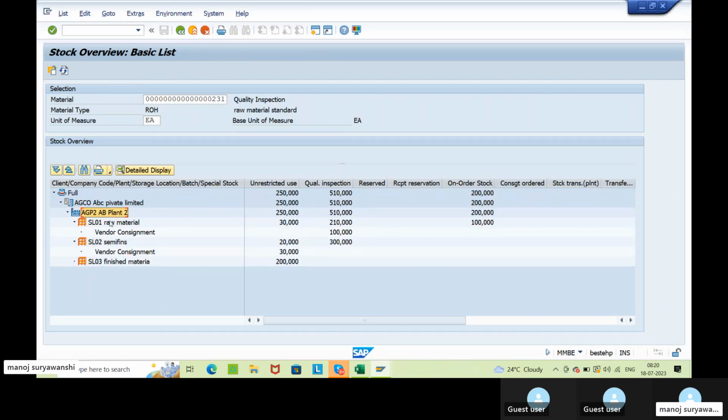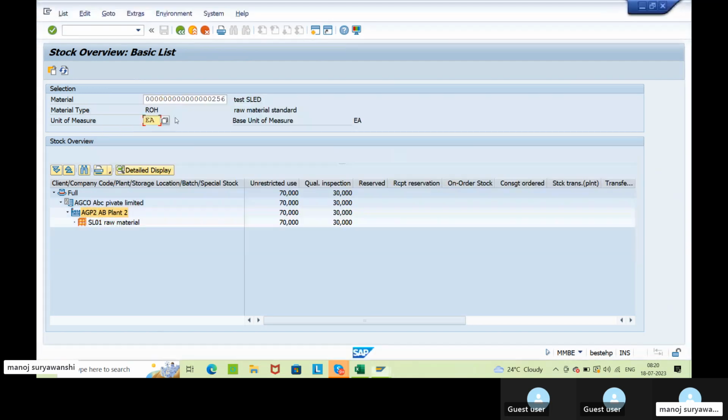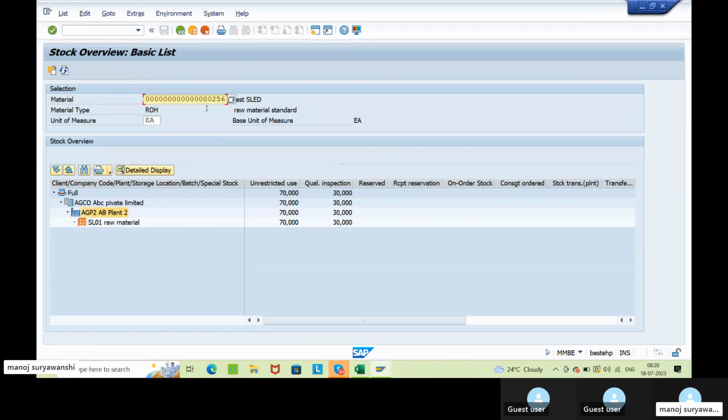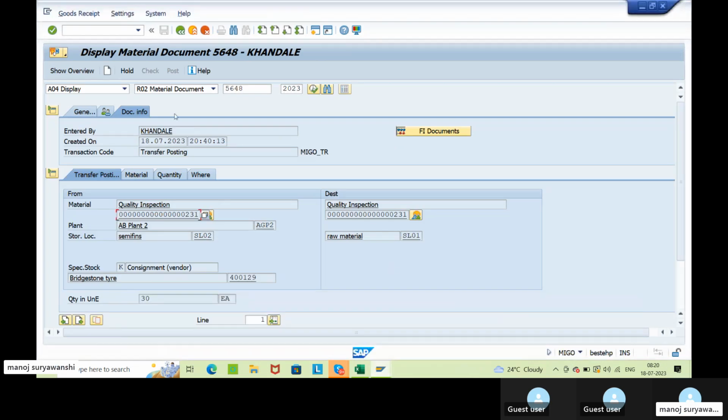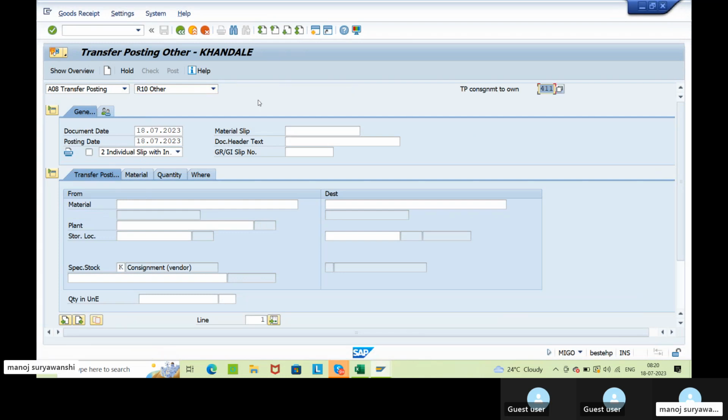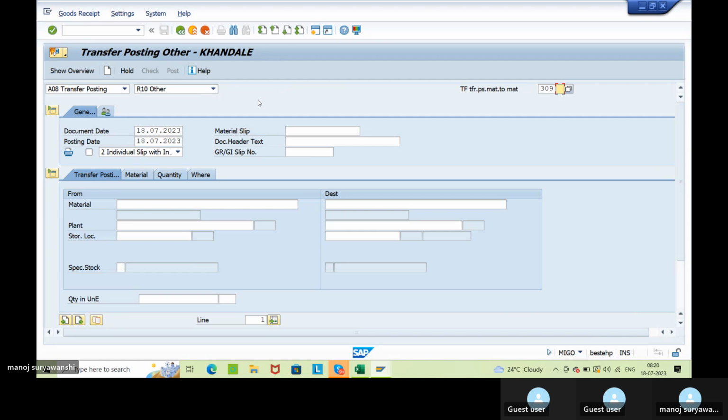Now if I want to, suppose this is your young cheese and this is your mature cheese, like that. So if I want to transfer these 20 quantities from this 231 material to this 256 material, I can use material to material transfer posting. Again, we need to select here transfer posting. Movement type will be 309. Now, from material to material. So this is your source and this is your destination.